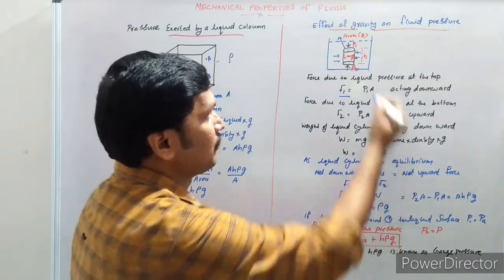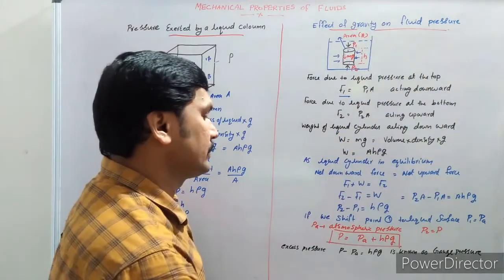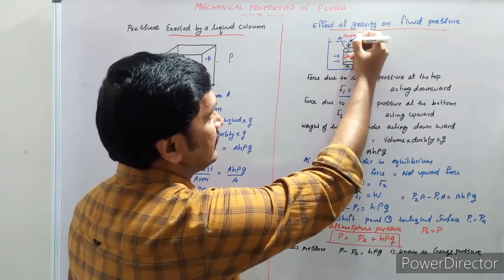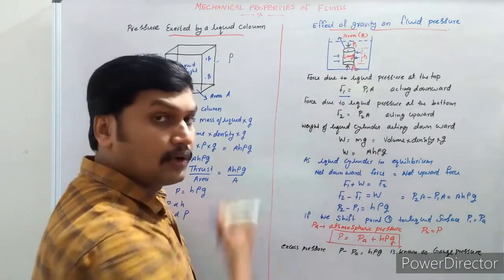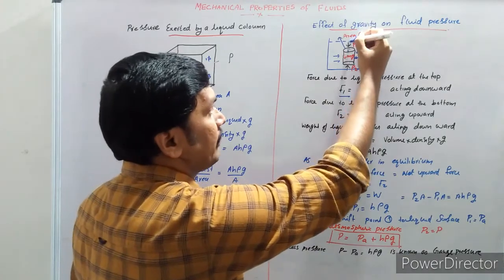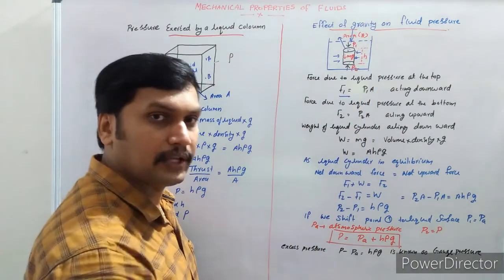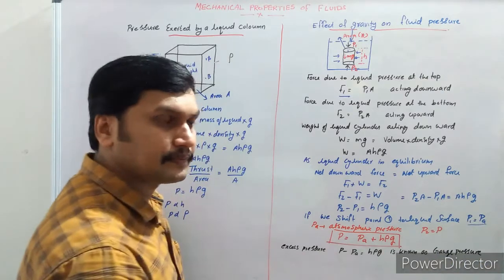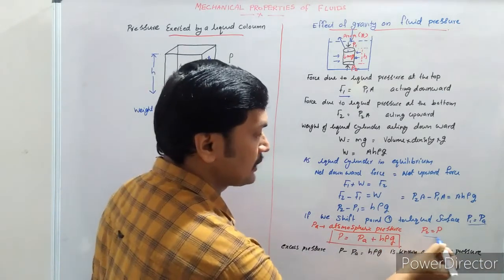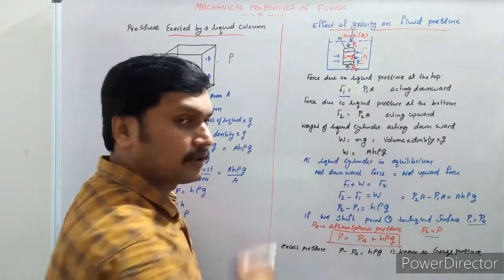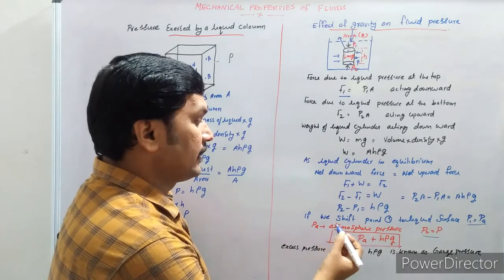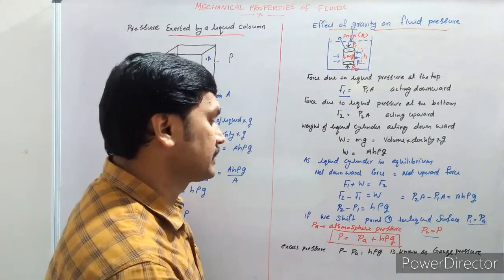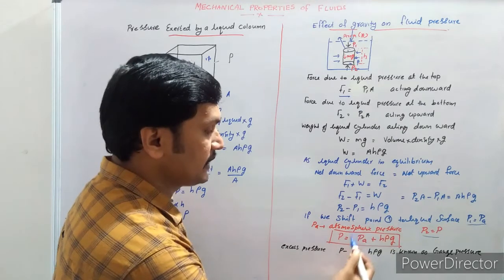Suppose you shift point 1, that is this face, to the surface of this liquid. If you shift point 1 to the liquid surface, so suppose this face of the cylinder is here, then we can write P1 is equal to the atmospheric pressure, because the pressure acting at this point is only the atmospheric pressure, because above that there is no liquid, only atmosphere. So P1 is equal to atmospheric pressure. And instead of P2, we can simply write P, the pressure on the bottom face. Now we can rewrite this equation: instead of P2 we write P, and instead of P1 we write atmospheric pressure.